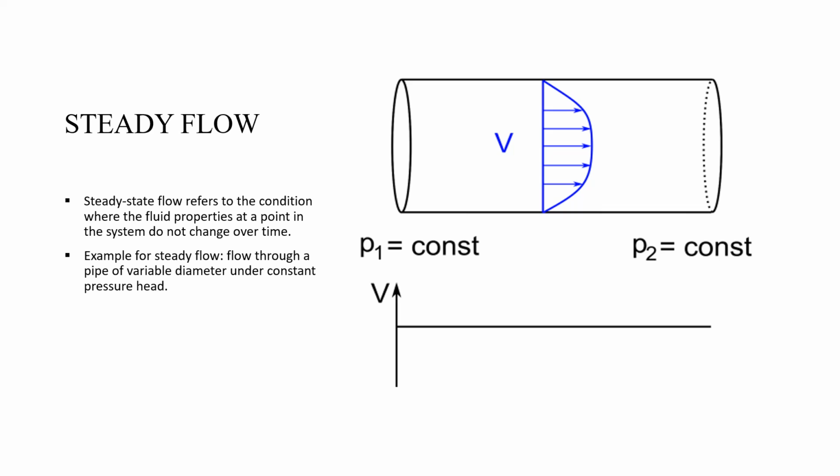Now I'm going to explain steady flow. The definition of steady flow refers to the condition where the fluid properties at a point in the system do not change over time. For example, in a steady flow, a fluid is flowing through a pipe of variable diameter under a constant pressure head.